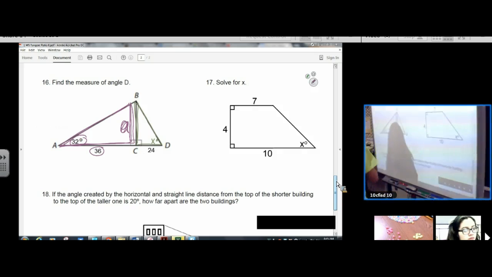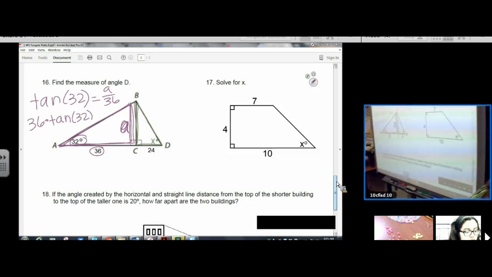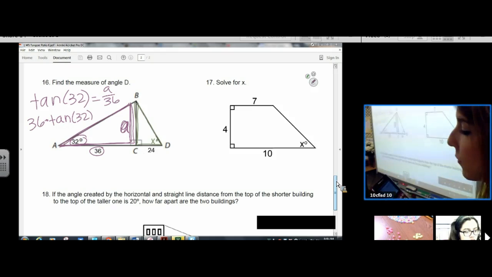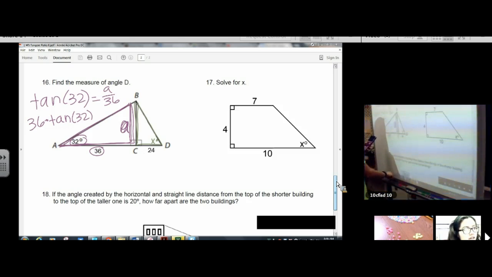All right, so I'm going to go quickly because I've already explained all the other ones in depth. Tan of 32 equals opposite over adjacent. That's in the numerator, so we're going to multiply 36 times tan 32. So we go to our calculator. 36 tan 32, and we get 22.4952, and so on.